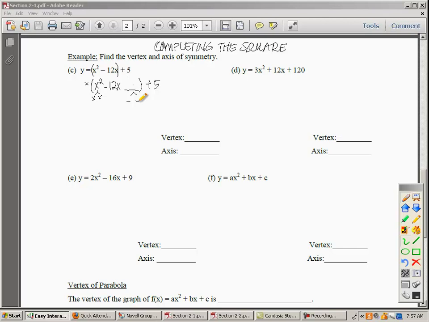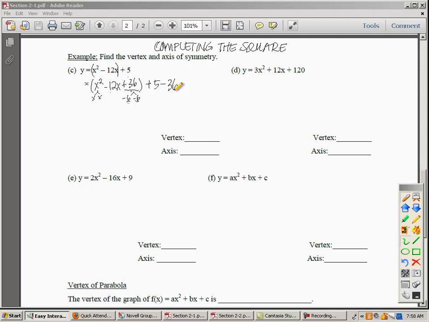Well, if I have to take a number plus itself, then I've got to have -6 times negative 6, or negative 6 plus negative 6 gets me negative 12. When I multiply these two together, I get a positive 36. And so whatever I do here, I don't want it to affect my original equation. So since I added it inside the parentheses, I'm going to subtract it on the outside.